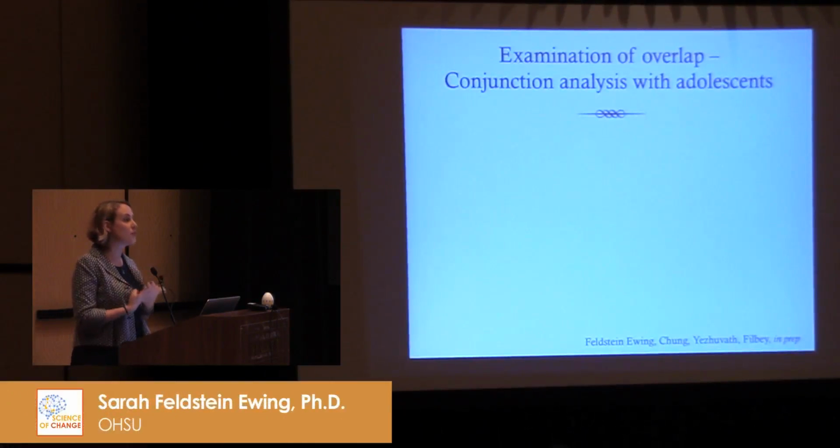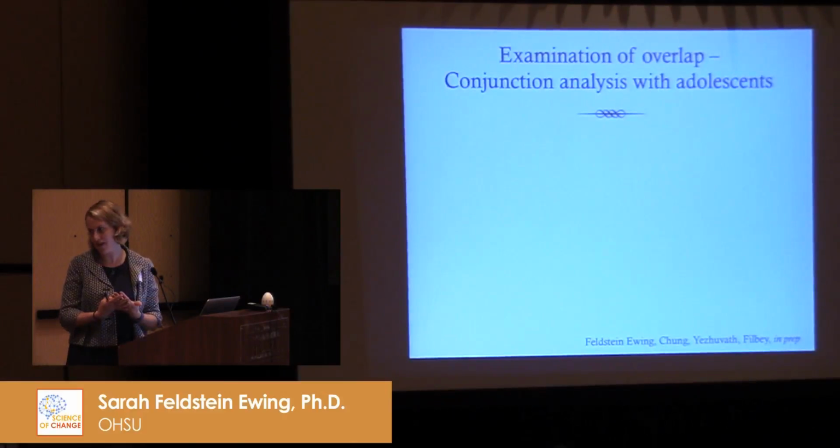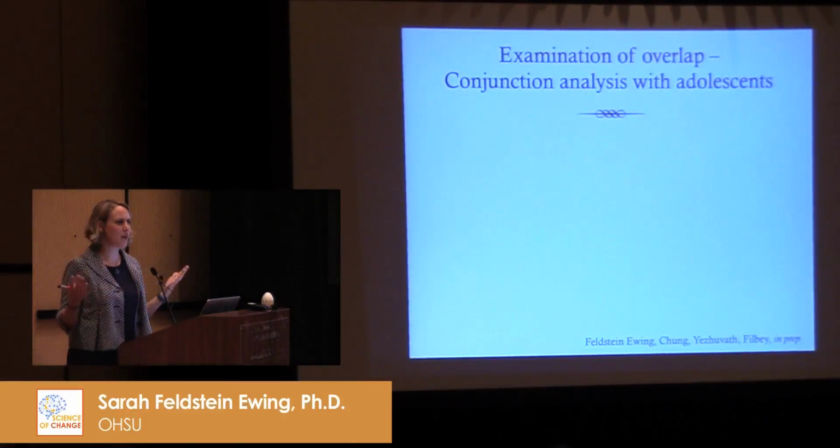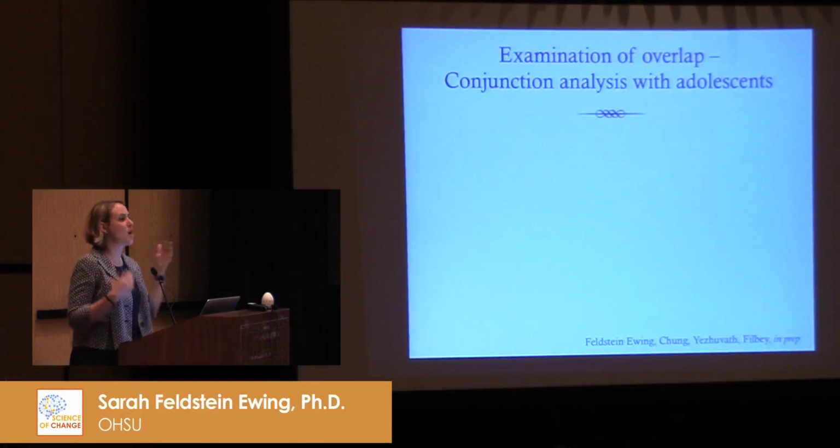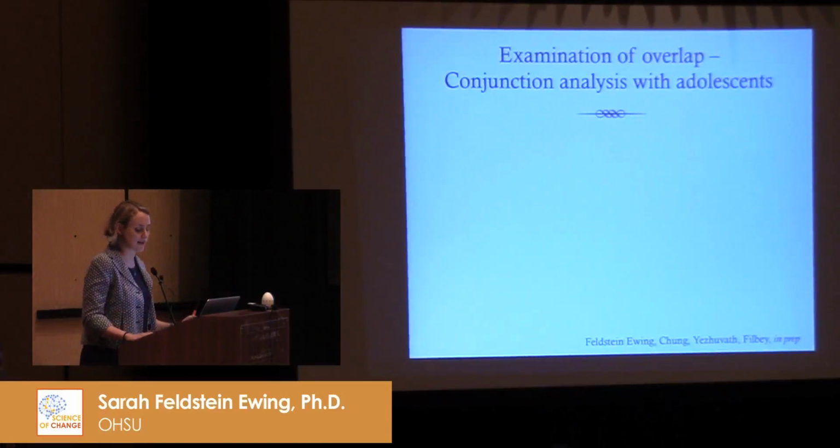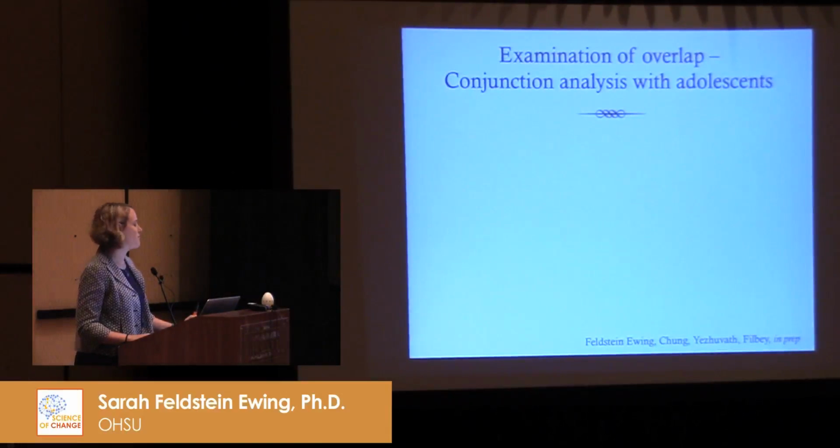One neuroimaging method that allows you to examine the degree of overlap is conjunction analysis. It's not quite meta-analysis, but it's a way of looking at how strong the results are across studies. I was particularly interested in the adolescent data, just because it seemed to be so different from adults and because it's an area of my interest.